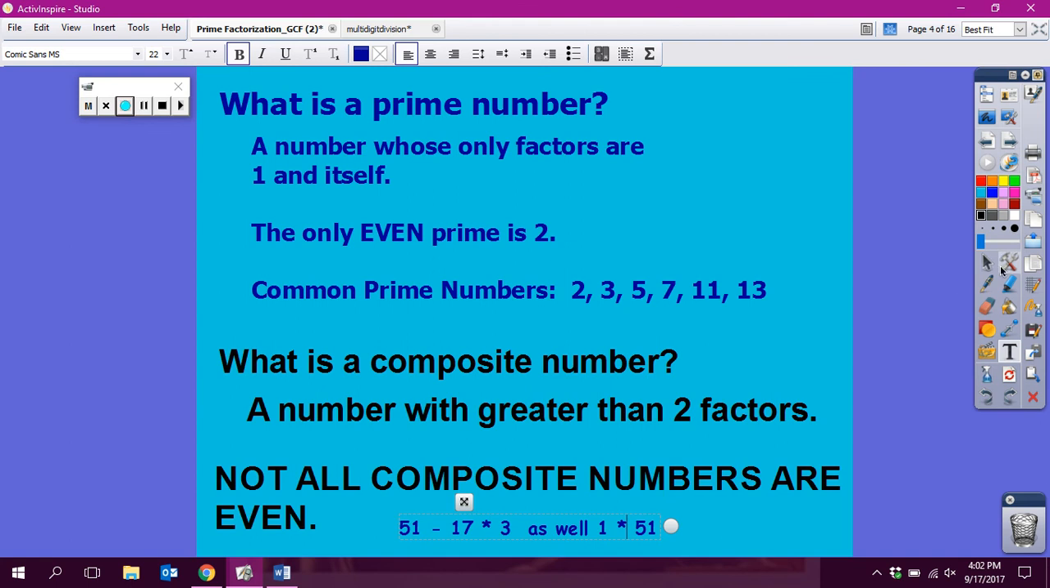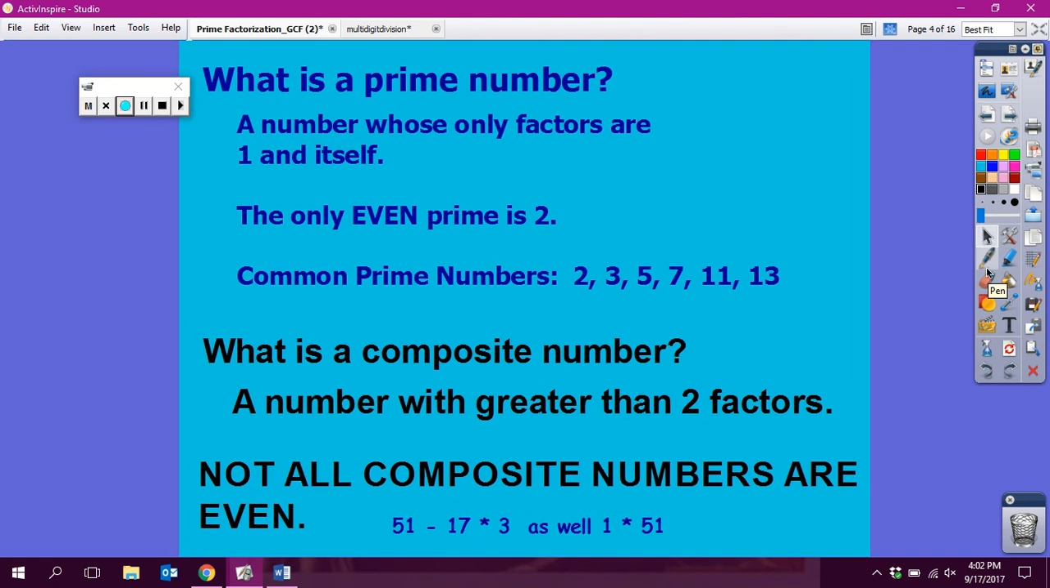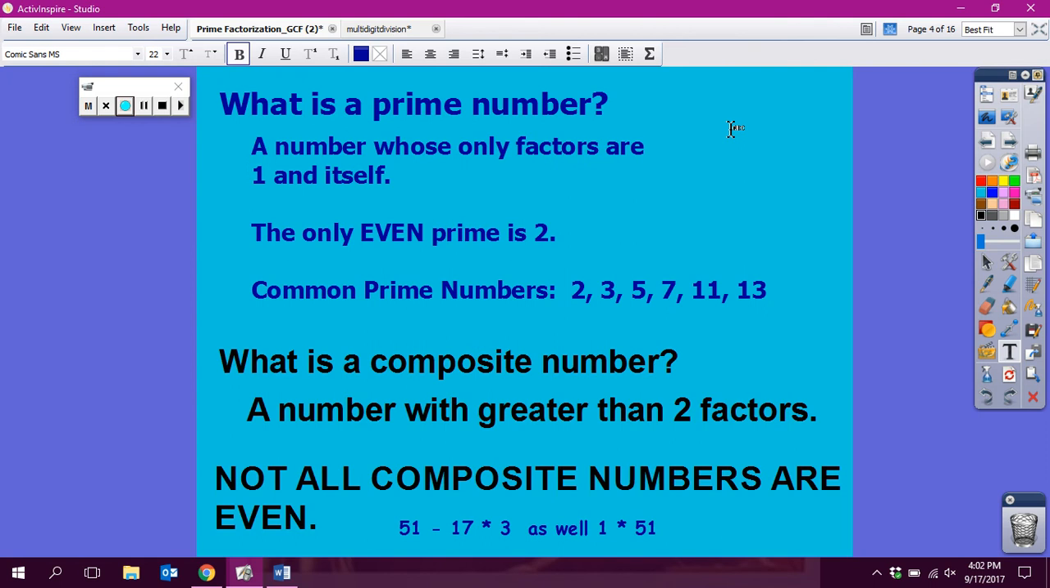The number 1, on the other hand, is neither prime nor composite, because if you look at the factors of 1, the only thing that makes 1 is 1 times 1. And since 1 is already itself, it cannot be a prime number because a prime number is supposed to have 2 factors, 1 and itself. 1 only has the 1, which is 1.